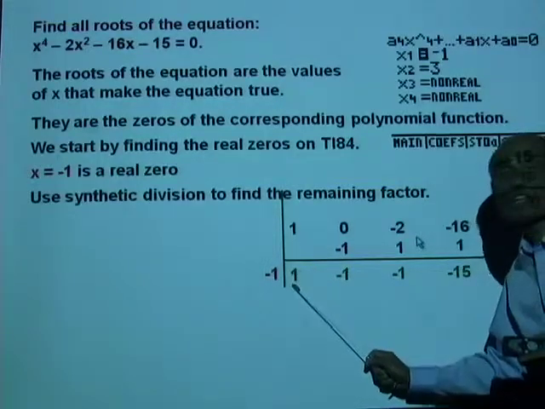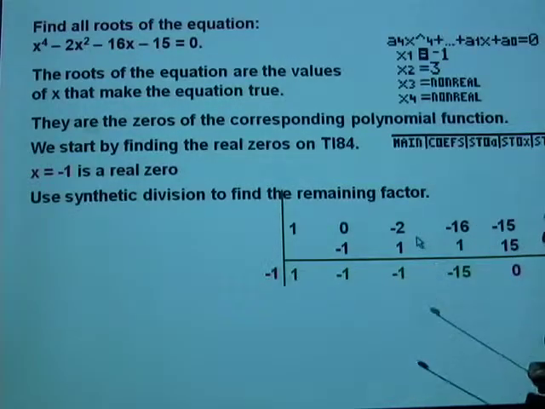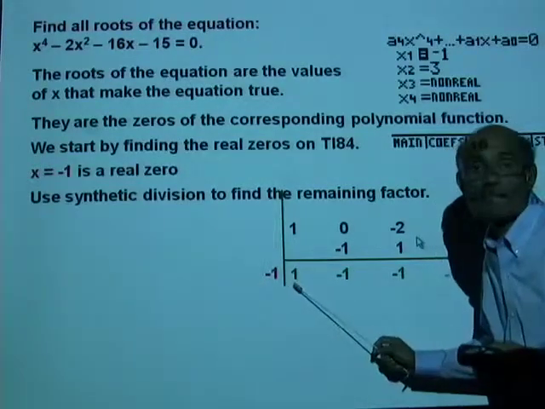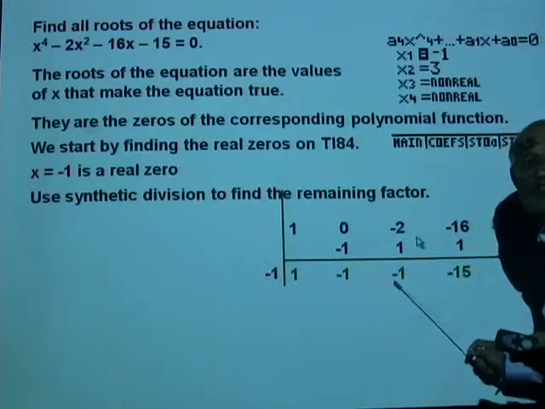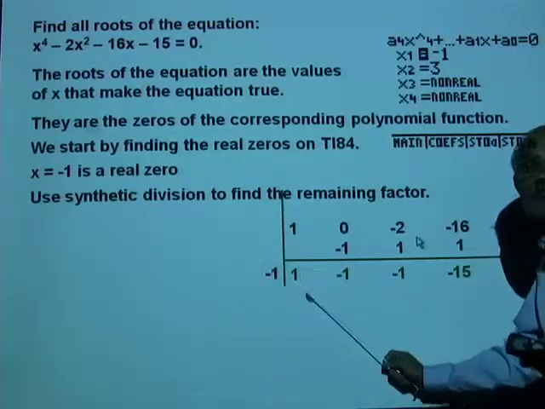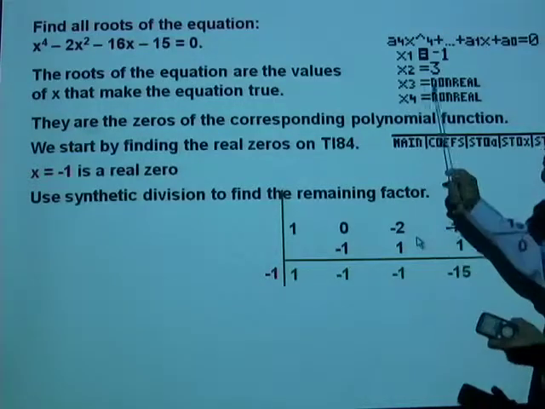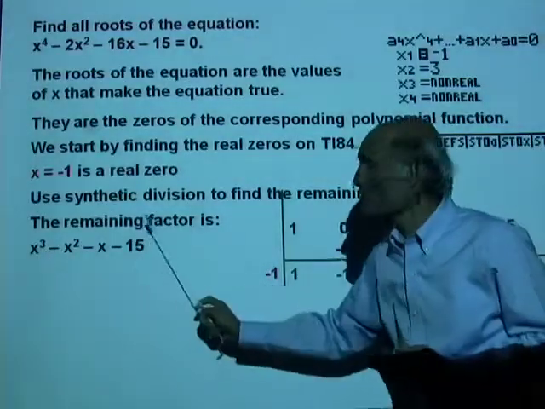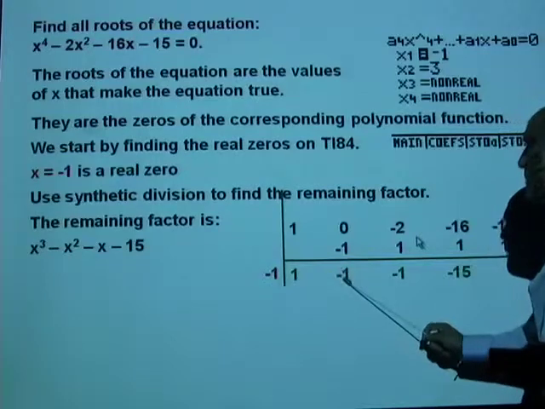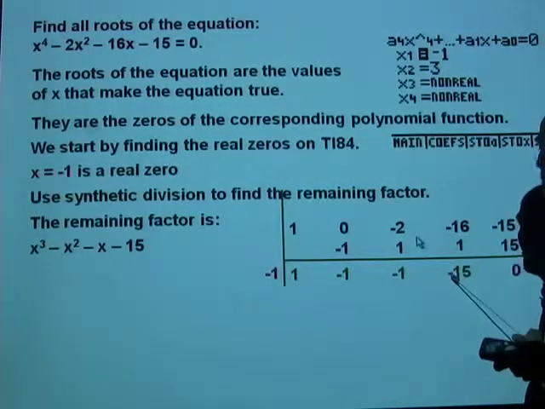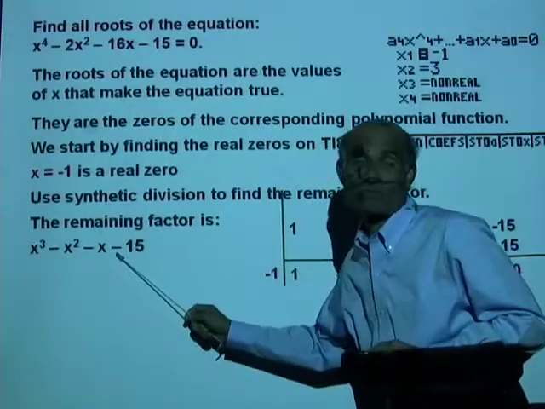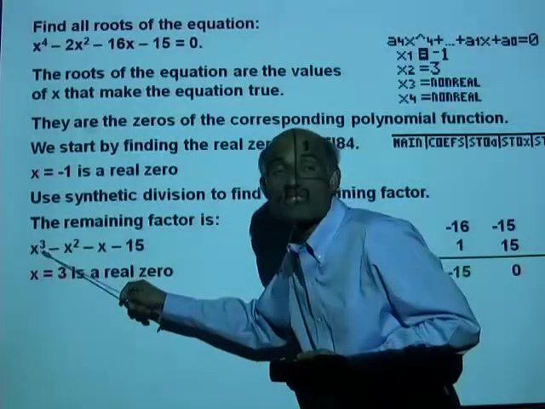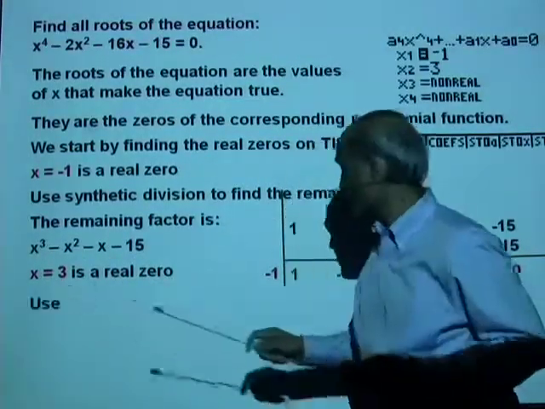And therefore, what is the remaining polynomial? We don't even need to write the remaining polynomial. These are the coefficients of the remaining polynomial. We can now do a synthetic division on this using the second zero. Although we don't need to, but we can, it will be x cubed minus x squared minus x minus 15 is the remaining factor. Now, x equal to 3 is a real zero, so we do a synthetic division on this using that zero.